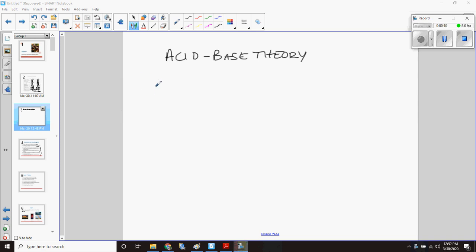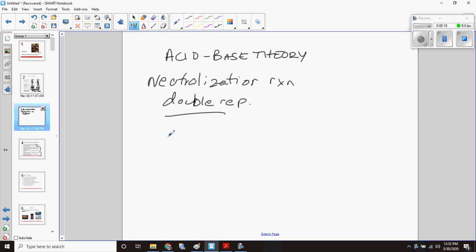So the first thing is, let's actually talk about the neutralization reaction first. A neutralization reaction is really the same thing as a double replacement reaction. The difference is it's between an acid and a base. So if I take an acid like HCl and I react HCl with a base, so this is my acid.